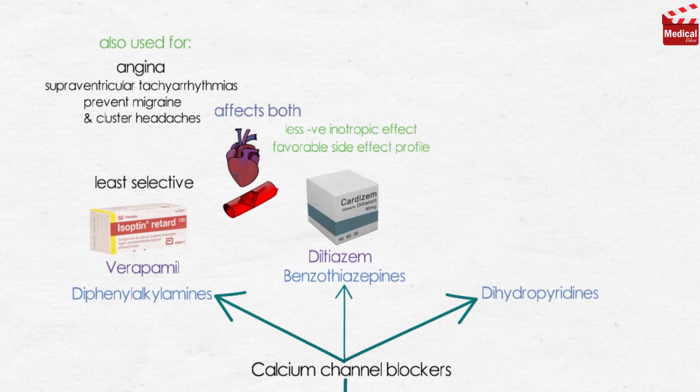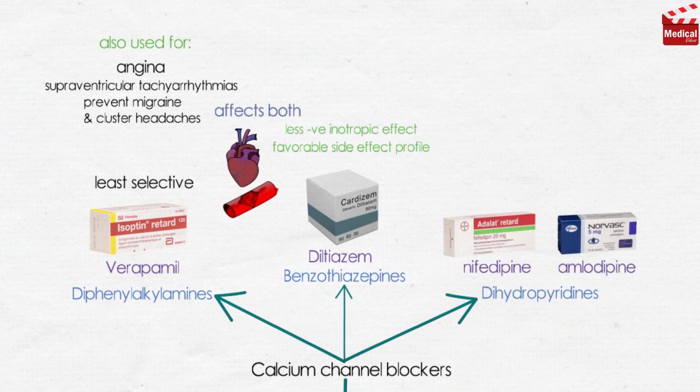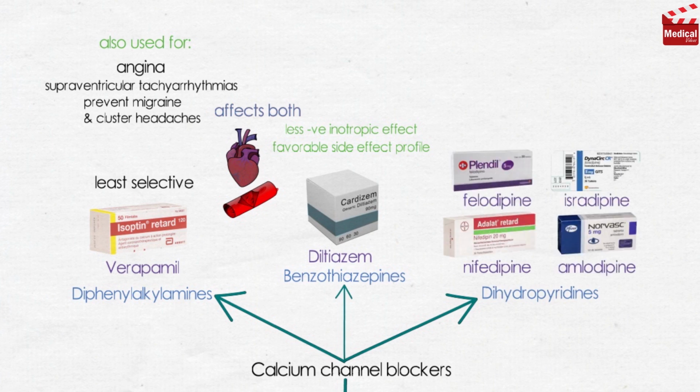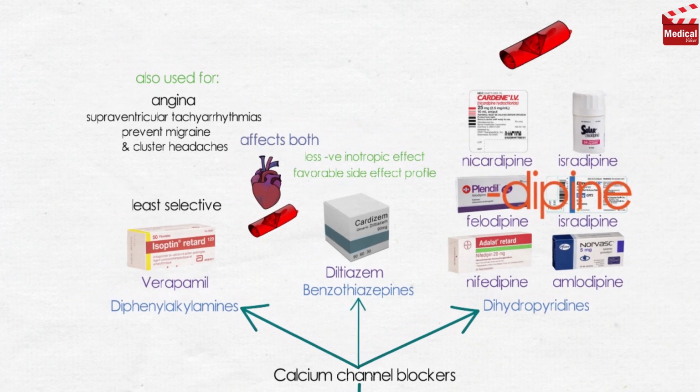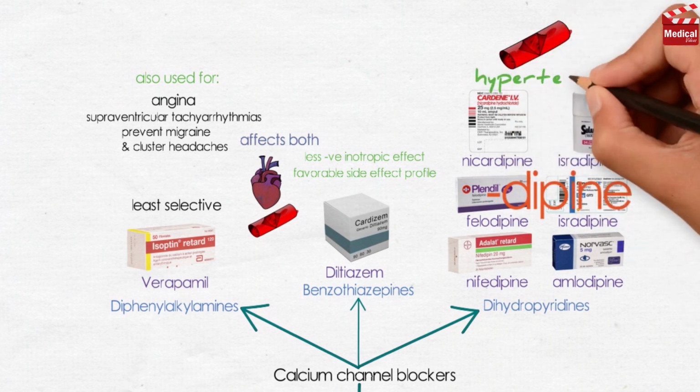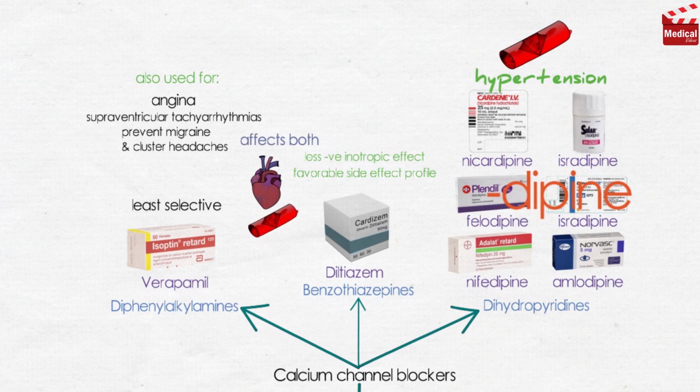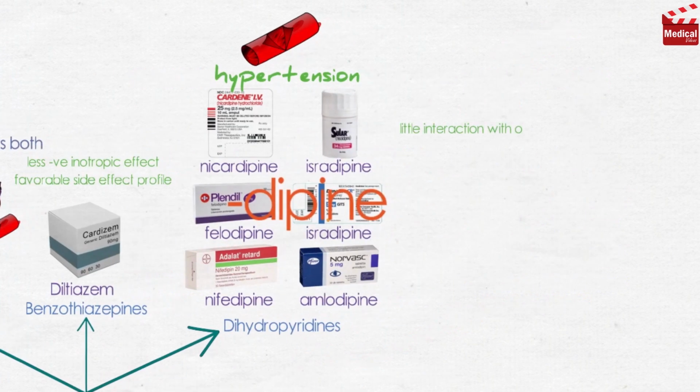Dihydropyridines, such as nifedipine, amlodipine, felodipine, isradipine, nicardipine, and nisoldipine. If you notice, all of them end with the part dipine. All of them have a much greater affinity for vascular calcium channels than for calcium channels in the heart. So they are particularly beneficial in treating hypertension. This category has the advantage that they show little interaction with other cardiovascular drugs, such as digoxin or warfarin, which are often used concomitantly with calcium channel blockers.